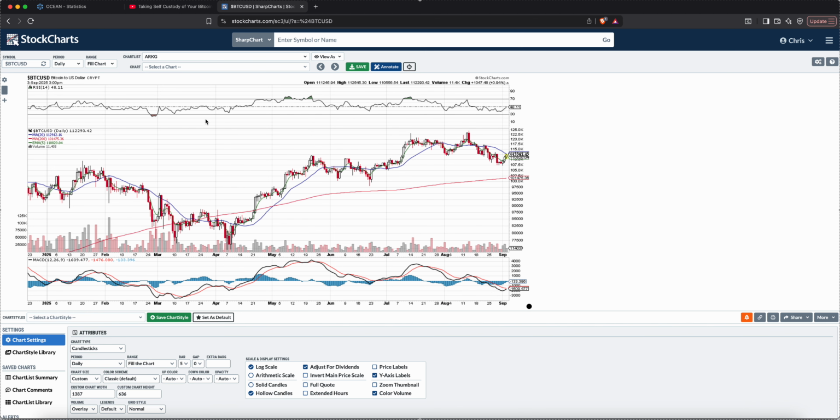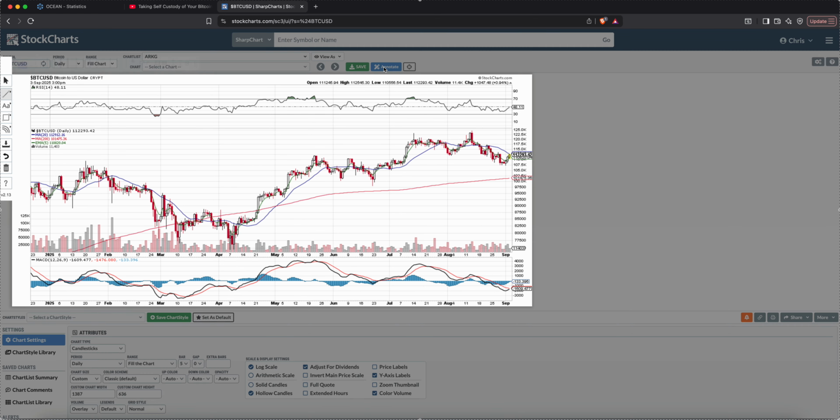So check this out. Here we have a Bitcoin chart. It's the daily chart, right? And everybody's expecting September to be bearish, right? Everyone's bearish in September. Everyone's expecting it to be a down month, but that's not what the charts say.